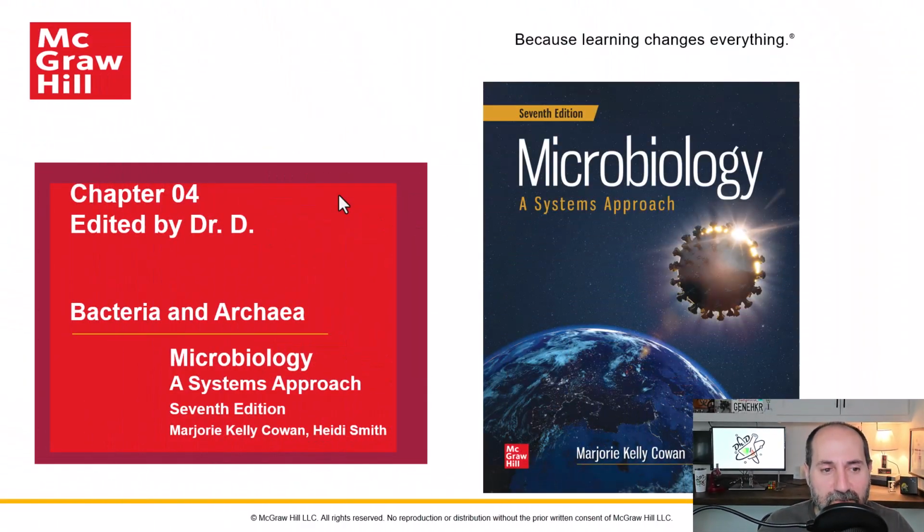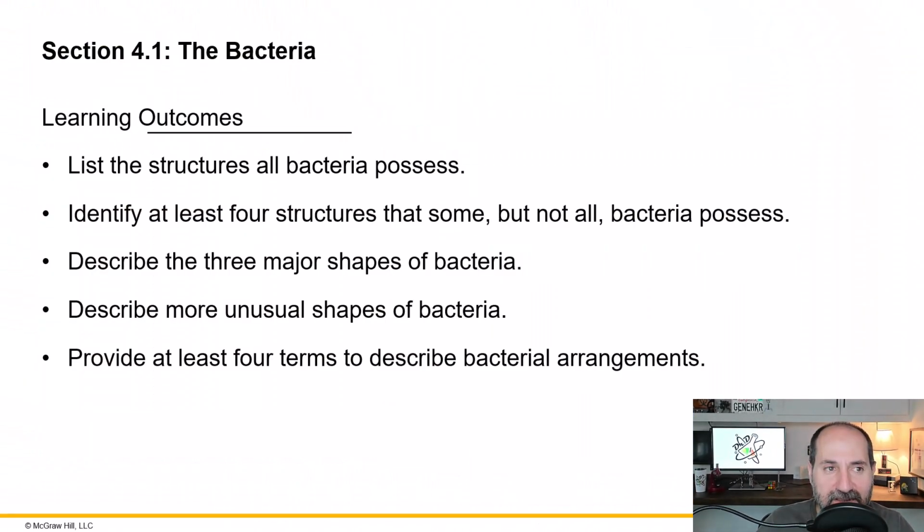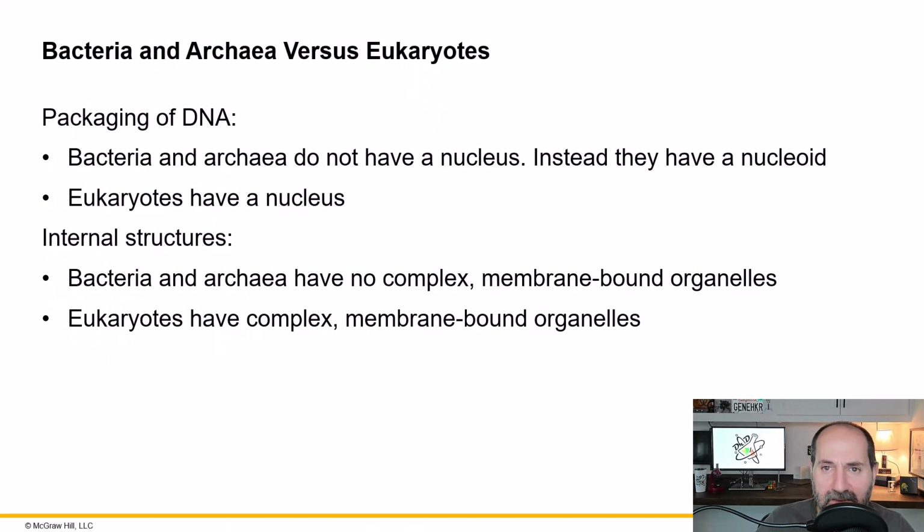All right, welcome back. Let's carry on with chapter 4, Bacteria and Archaea. Remember that bacteria and archaea do not have a nucleus. Instead, they have a nucleoid. Remember, I told you they have a single chromosome that's circularized. Unlike ours, we have linear chromosomes, and eukaryotes do have a nucleus, and they have numerous chromosomes. Bacteria and archaea do not have membrane-bound organelles.